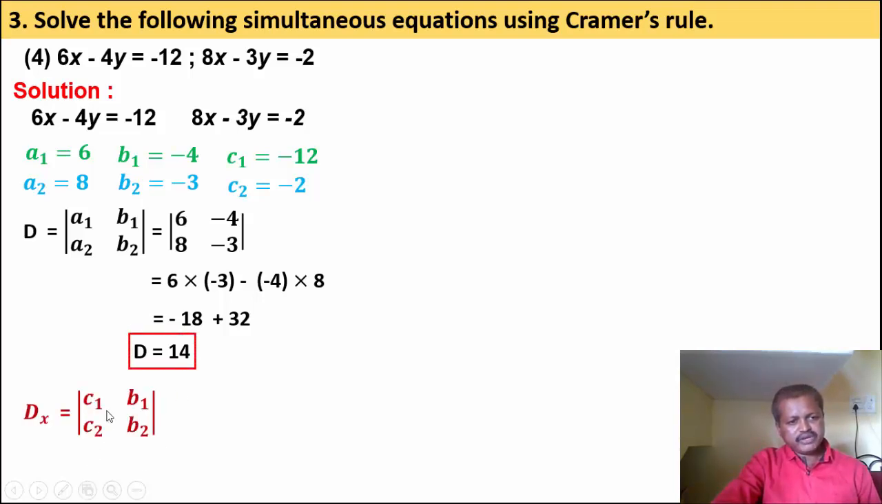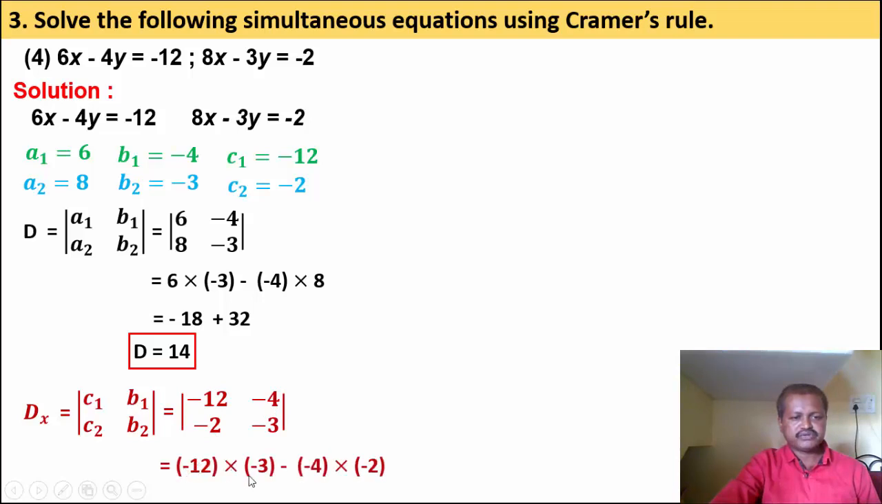Now calculate value for dx. C1 B1 C2 B2, put up your values. For C1 B1 it is -12 -4, and for C2 B2 it is -2 -3. So take cross multiplication here: -12 into -3 minus -4 into -2.